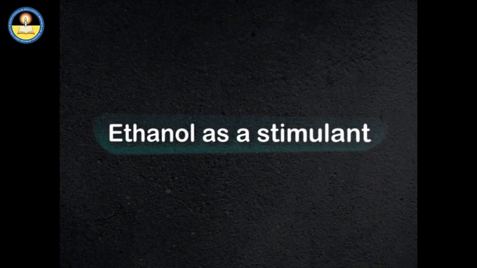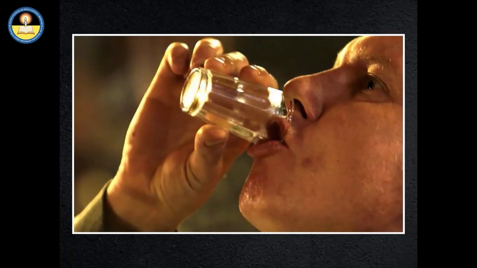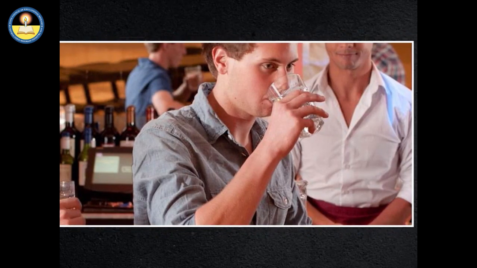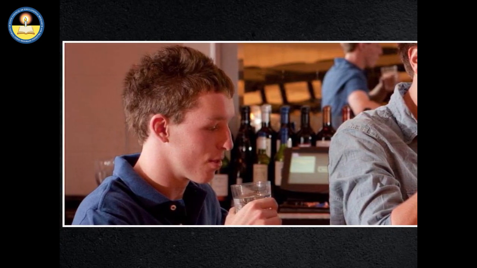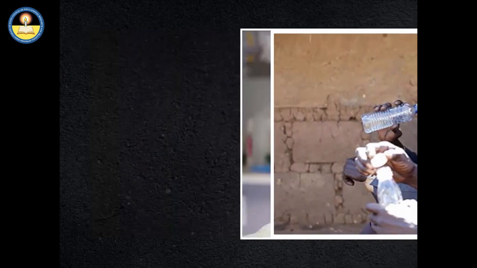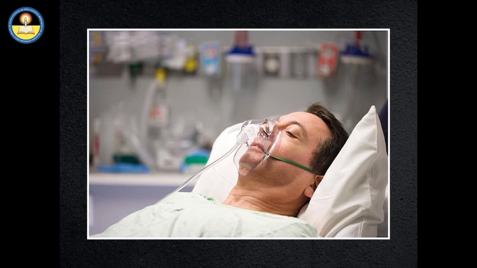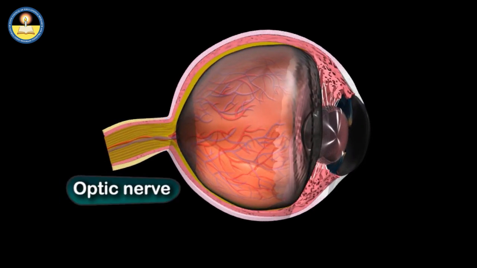Ethanol as a stimulant. The case of methanol. When taken internally, methanol is a poison. So unlike ethanol, drinking methanol, even in a very small quantity, can cause severe poisoning, leading to blindness and even death. This happens as follows. Methanol damages the optic nerve, causing permanent blindness in a person.